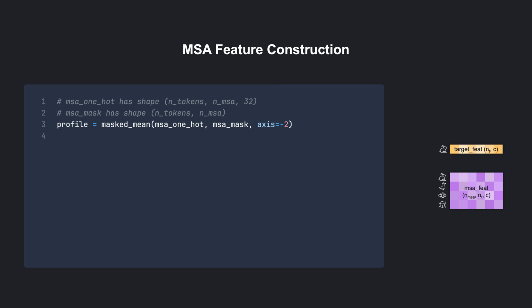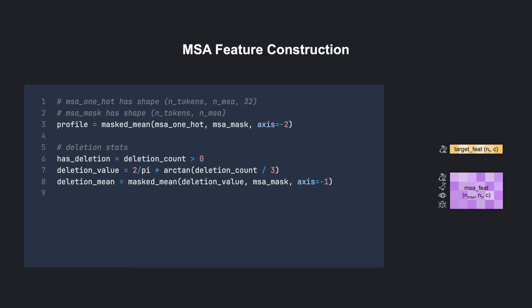Second, the deletion count is transformed into 3 values. Has deletion, which is 0 or 1, to indicate whether the deletion count is bigger than 0 at that location.